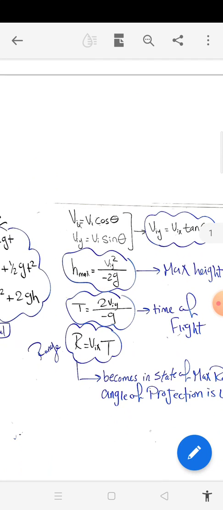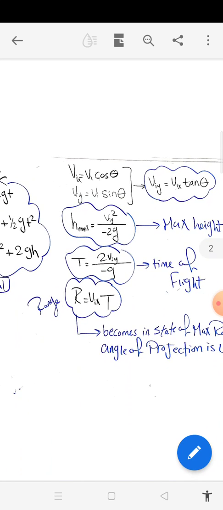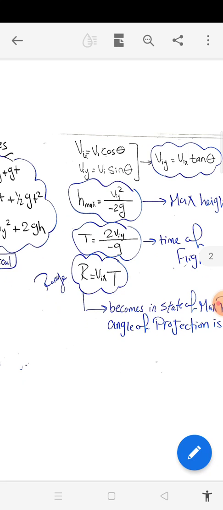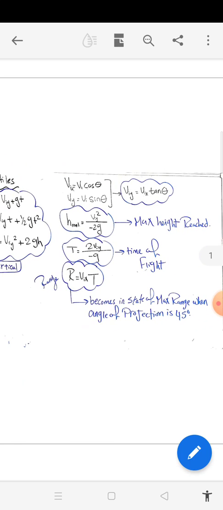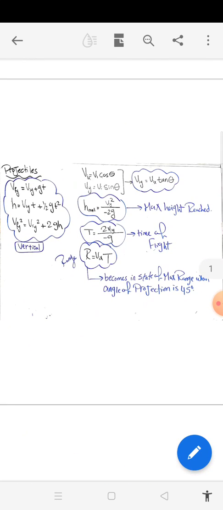The maximum height is the square of v initial y over negative 2 times gravity. The gravity is negative due to projecting upward. The flight time is 2 times v initial y over negative gravity, but the time must be positive, since time is a non-vector. The range is v initial x times the flight time. The range becomes maximum when the angle of projection is 45 degrees. Here is the projection, or the projectiles.